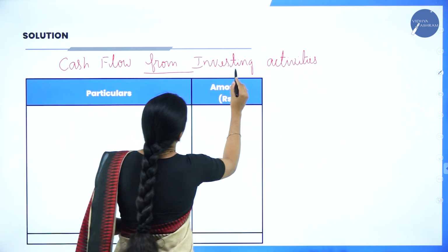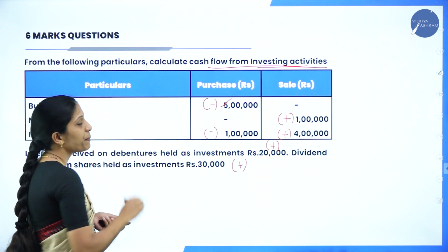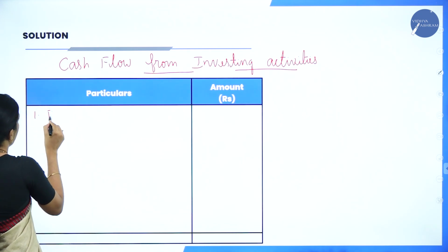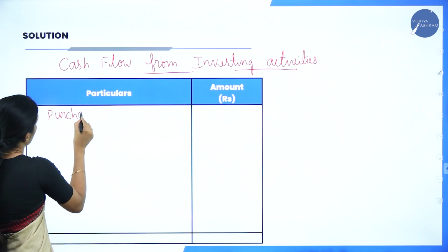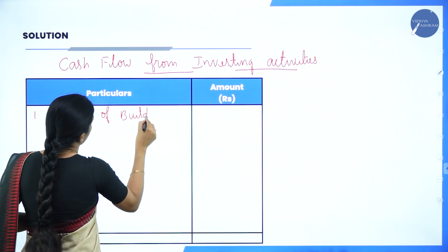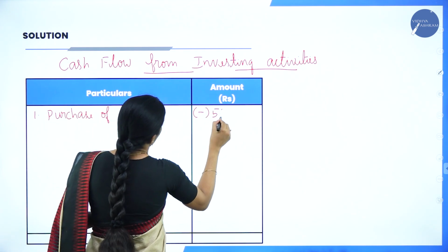Cash flow from investing activities. So we'll start with the first one, that is purchase of building, minus 5 lakh.